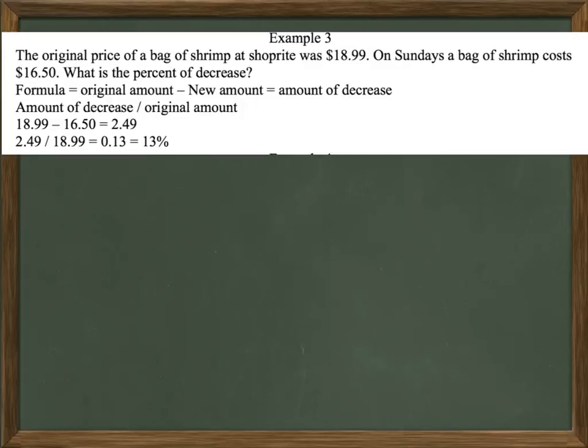So this is our original amount. This is our new amount. So we subtract them and get 2.49. Then we divide 2.49 by 18.99. We get 0.13, which is 13% in the percent form.